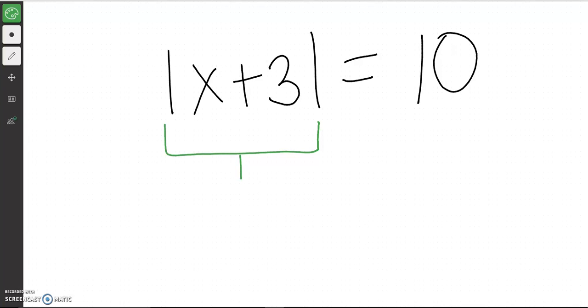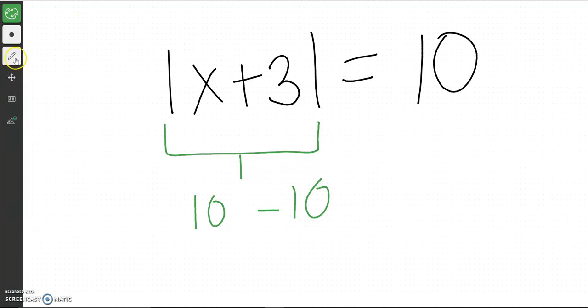Let's say I took this absolute value. Now this absolute value has to become something that is 10 units away from 0. So when I'm thinking about the numbers that are 10 units away from 0, they would be 10 and negative 10. So the numbers that would make that work would be 10 and negative 10.